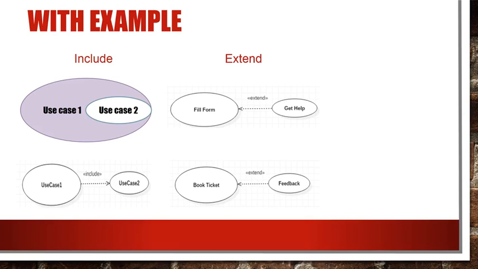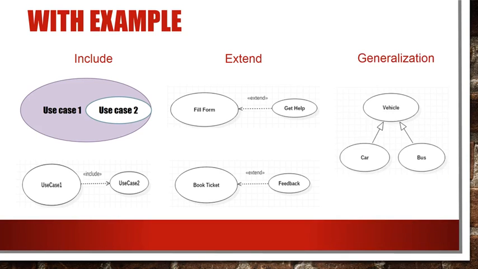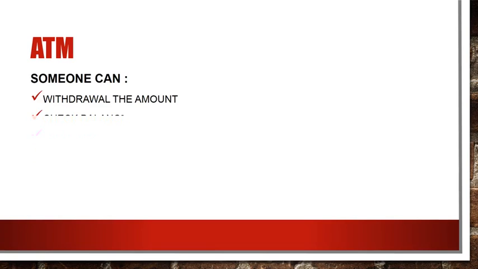These relations, extend, include and generalization, can be best explained with an example. Assume that there are two use cases, use case 1 and use case 2. Here use case 2 is included in use case 1. So the stereotype is said to be include. The relationship between these two use cases is represented by means of a dotted line with the arrowhead, and the stereotype is include within angle brackets. So use case 2 is included in use case 1, and the relation is said to be include.